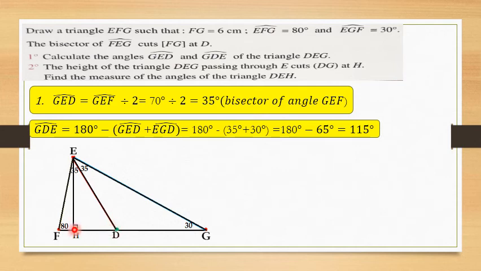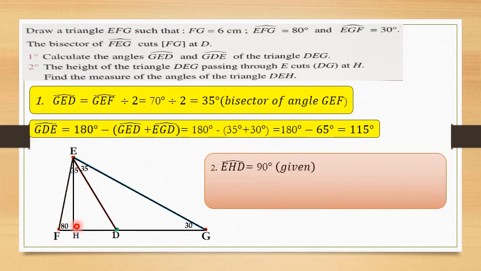Here, since it's perpendicular through point H, I can clearly say that EHD equals 90 degrees. Now, what about EDH, this one? We calculated before that GDE equals 115 here. But since these two angles are adjacent supplementary, HDE equals 180 minus 115. It's 65 degrees.